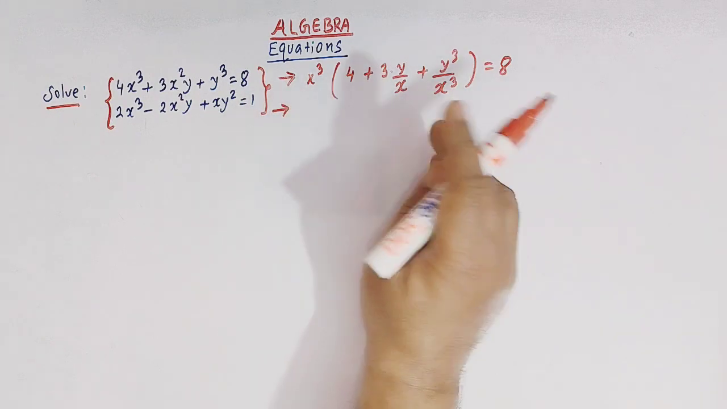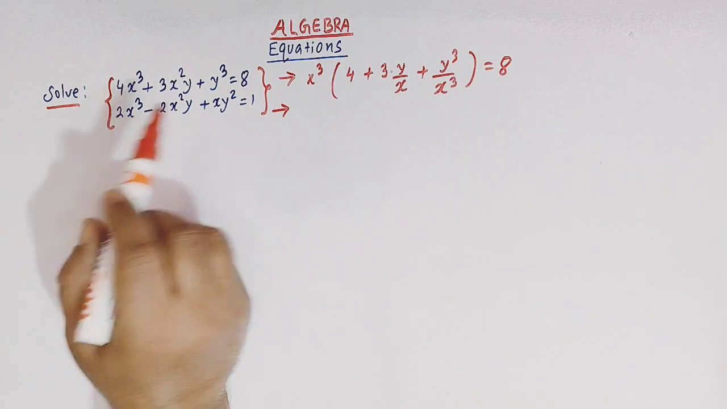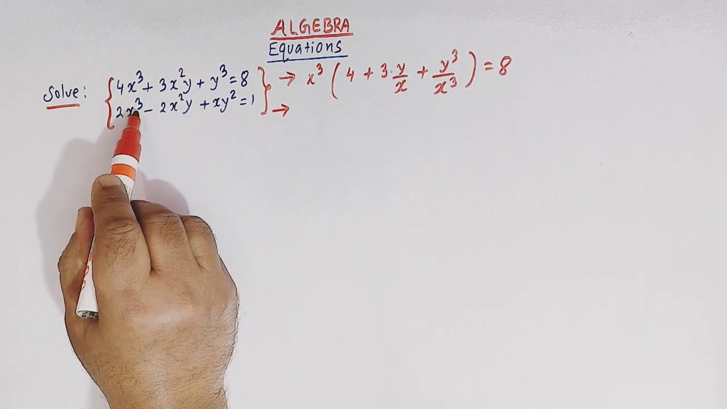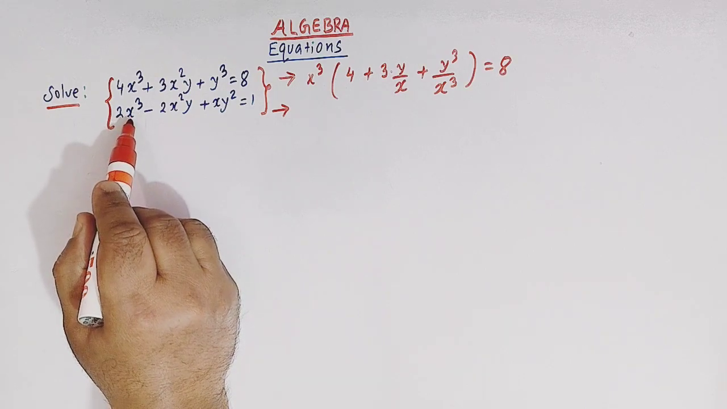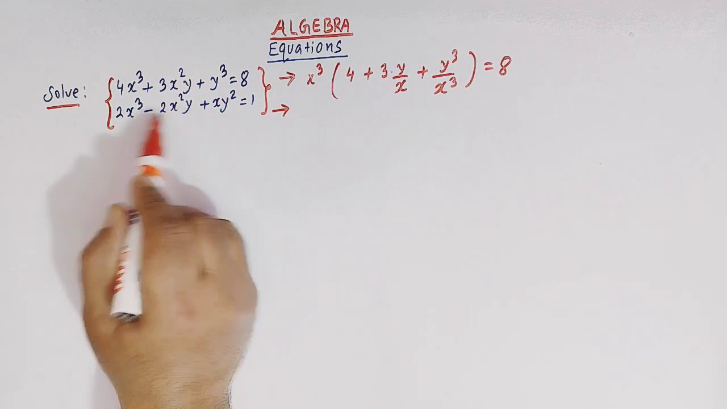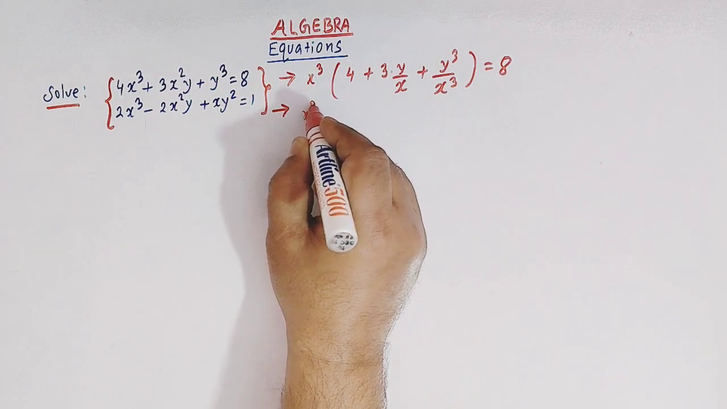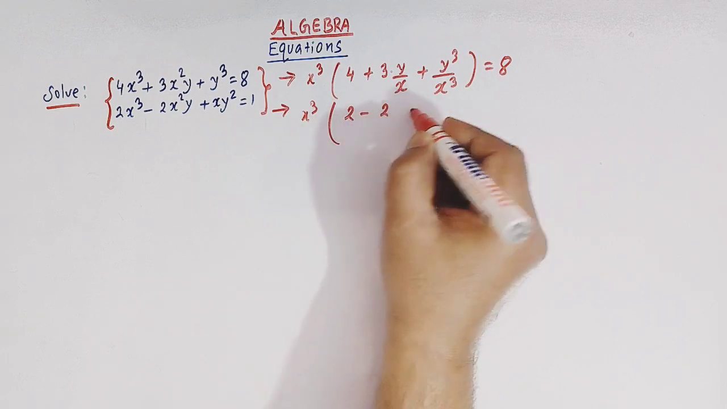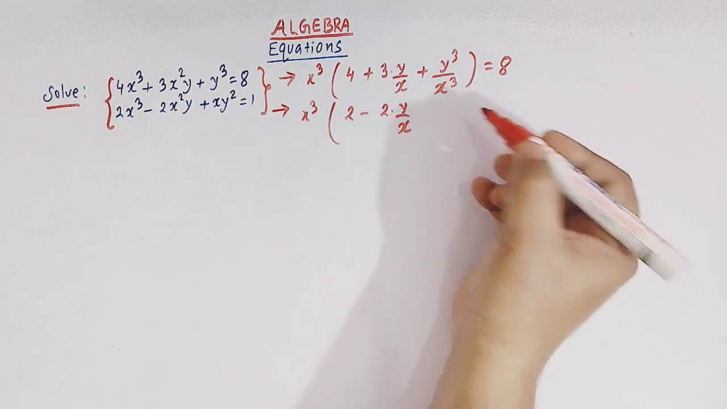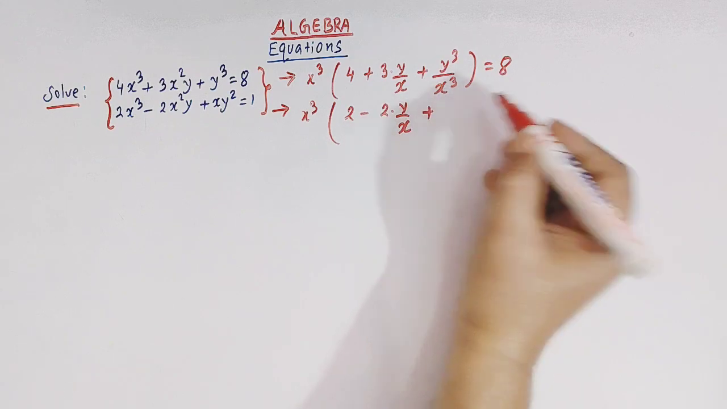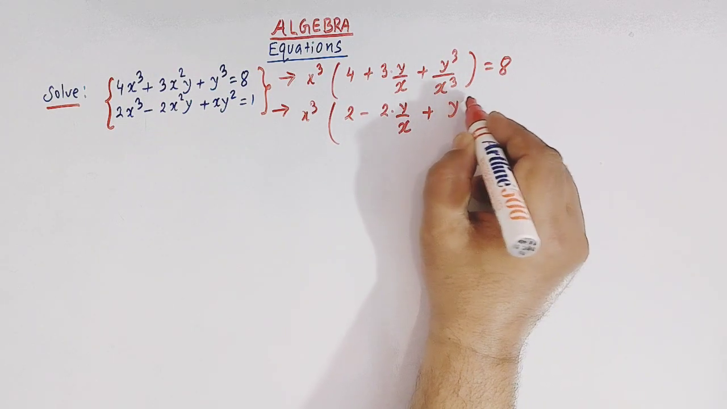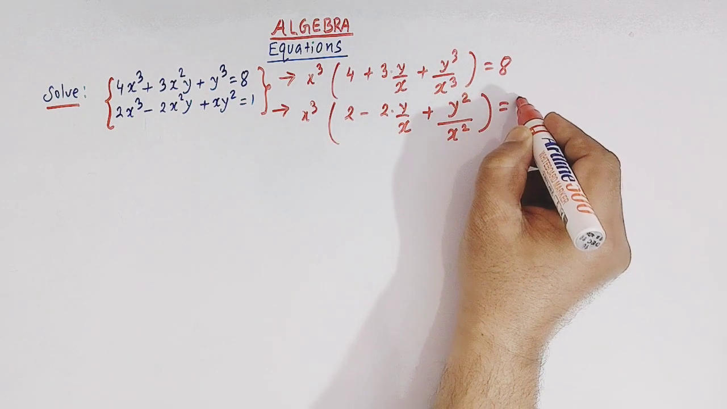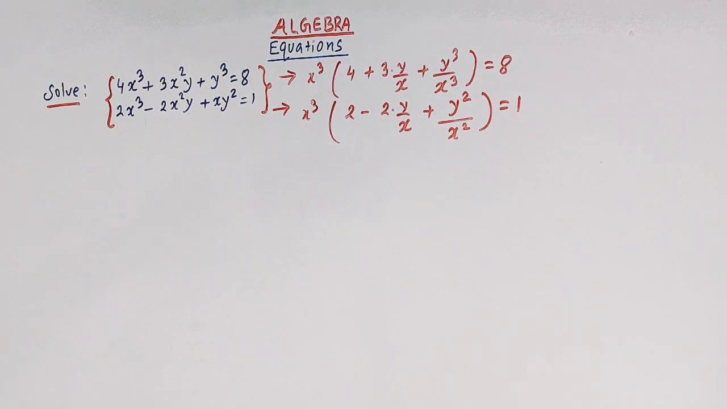Now let us do the same process for this equation. Now here also we can see that the degree of this equation is 3, right? So let us take x cube common from the left hand side. So we can have x cube, and here we have 2 minus 2 times y over x plus, and here we have y square over x square, right? And here we have 1, right?